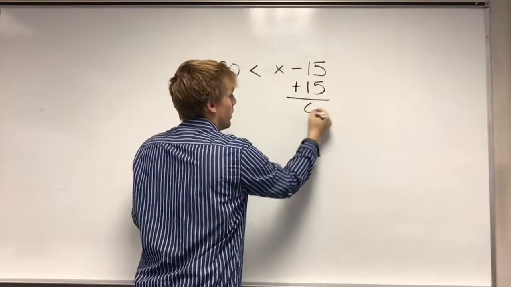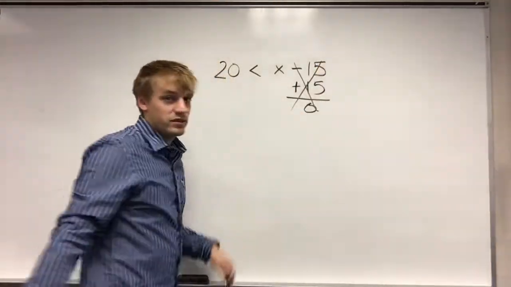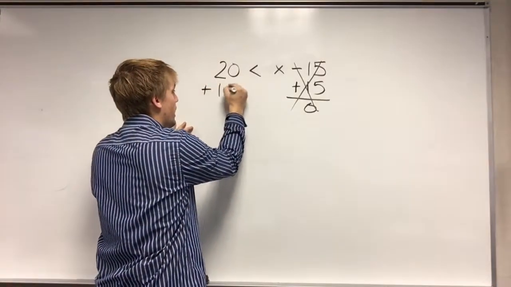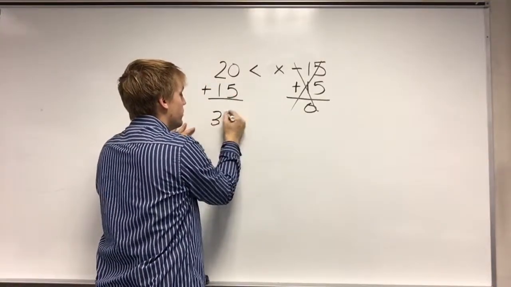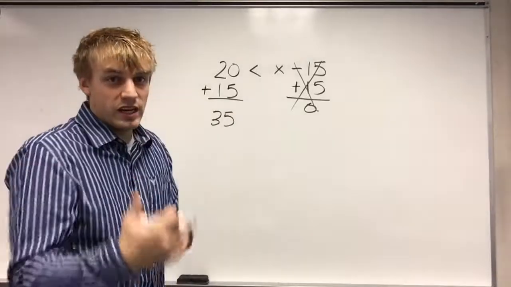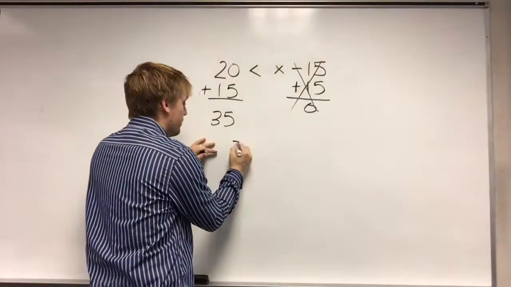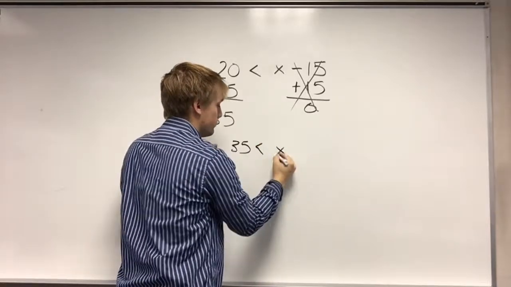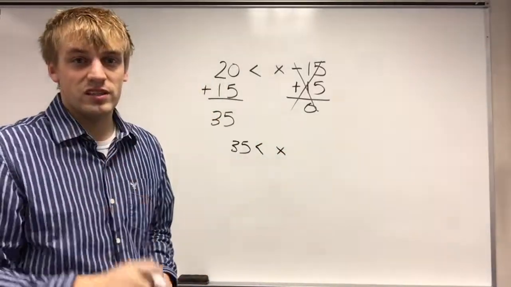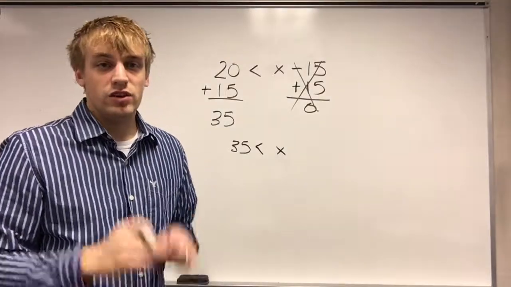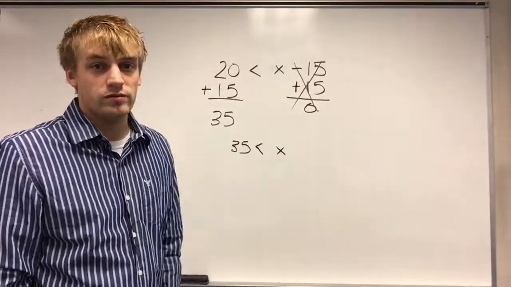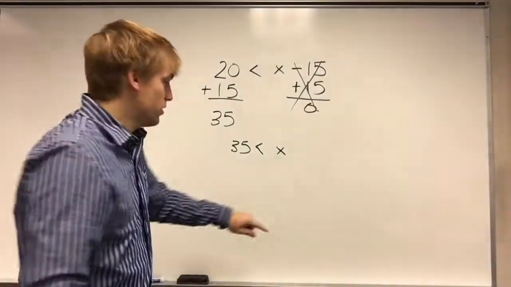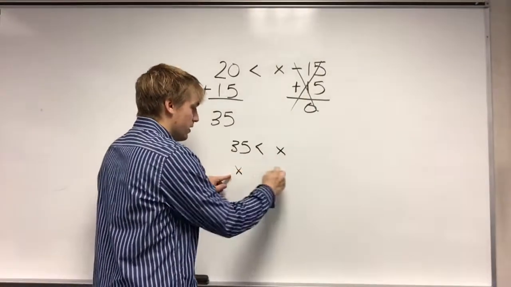Okay, that ends up being 0 because they're opposite. Okay, what we did to one side, we need to do to the other. So we're going to add 15. This ends up being 35. So if we take it down in order, we have 35 less than x. Okay, now the biggest thing that you have to do with inequalities is you have to write this in the correct order. Okay, so the x, we always want the x to come first. So we're going to put the x here and the 35 here.